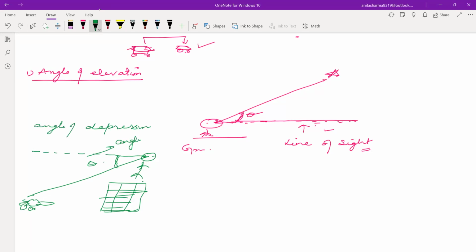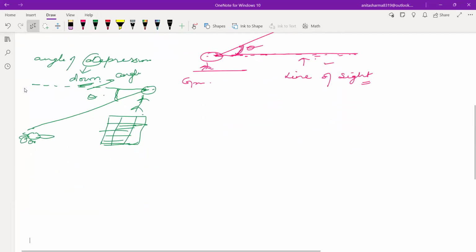You can learn it by this: depression means down, it means you are seeing downwards. For elevation, you can remember D for down, then elevation will obviously be upward. Understood, beta? So what is angle of elevation? Is it the angle above the line? Yes, when you are seeing upward, and angle of depression when you are seeing downwards.